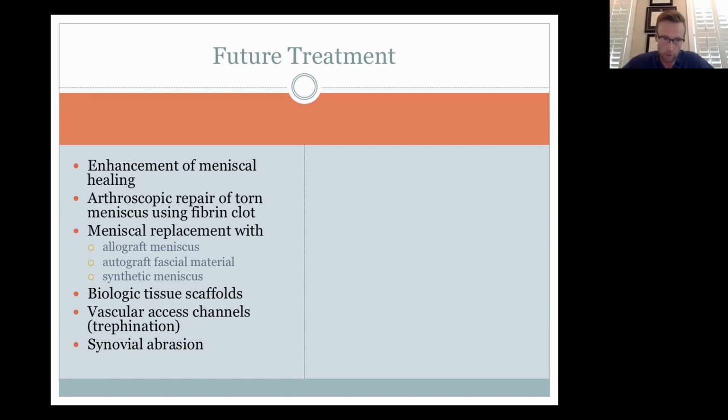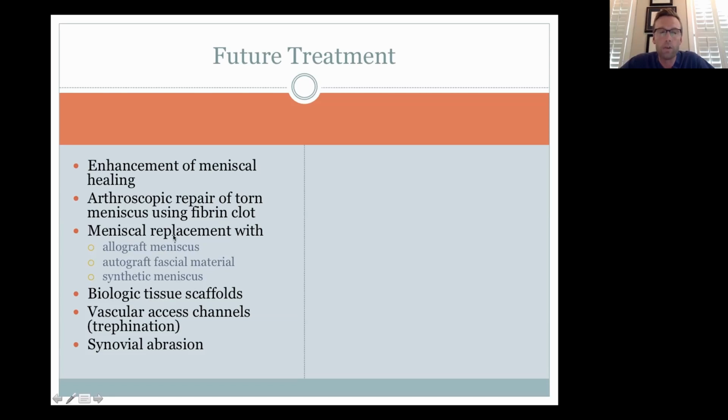So what does the future hold for this? So we want to make sure that how can we enhance the healing of the meniscus? So if I go in there and repair a meniscus and we're not doing a ligament surgery where we're going to cause a lot of bleeding into the joint, we actually drill into the bone to get the bone to bleed, and that's going to allow that meniscus to heal. So there are ways that we can use things called fibrin clots, or even that PRP where we take your blood and spin it down and put it into the joint.